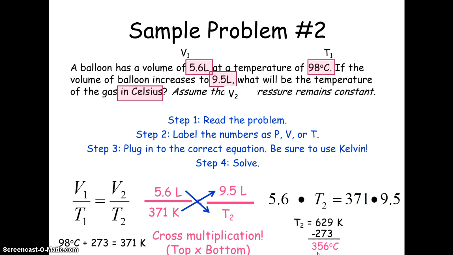Now let's see if this makes sense. We started off with 98 degrees Celsius, we finished with 356 degrees Celsius. We know that as temperature increases, volume should also increase. So in this case, if volume increases, that means temperature should also increase, and it did. Our answer makes sense, and we can go with this as the end of our problem. So yes, it makes sense, and yes, we know how to solve problems involving Charles' law.